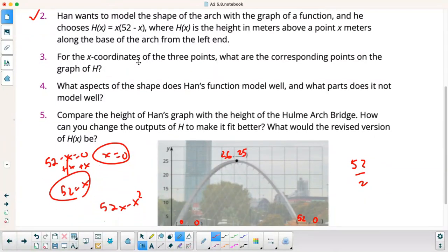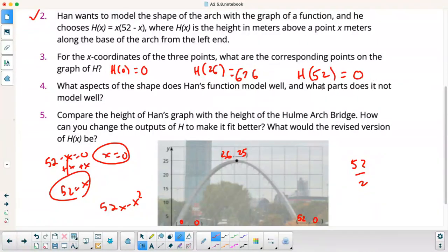So I guess what I would have to do for this one is figure out what H of 0 is. If I plug in 0 here, I get 0. I have to figure out what H of 26 is. So if I plug in 26 to that function, I'm going to get 26 times 26, which is 676. And then if I wanted to find H of 52, I plug that in and I would get 0.